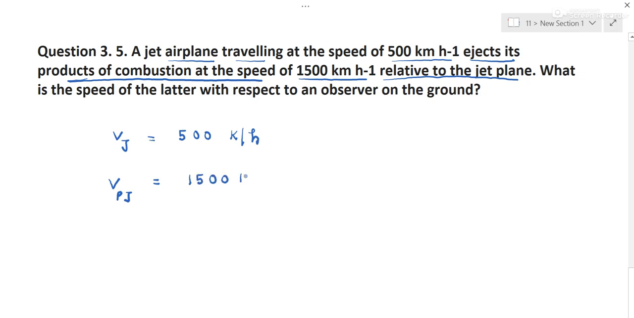Now as we all know, the plane will go this side, so products will be ejected opposite to that. Okay, so products means gases, etc. Gases, smoke. So the direction is opposite. So we'll put a negative sign here.